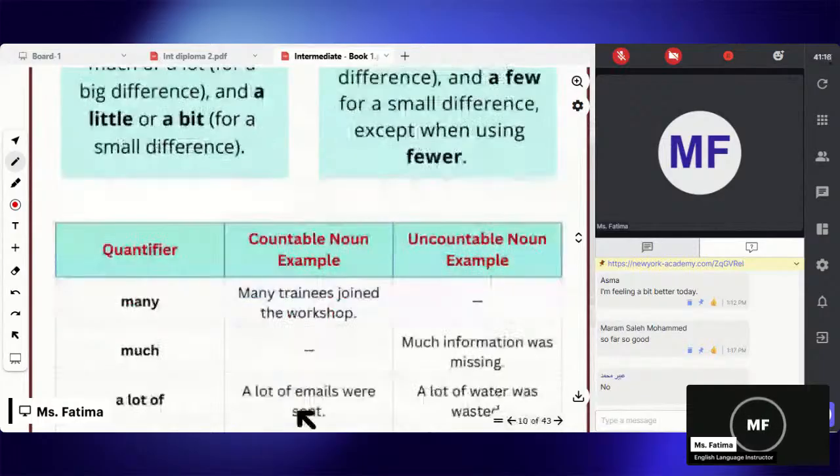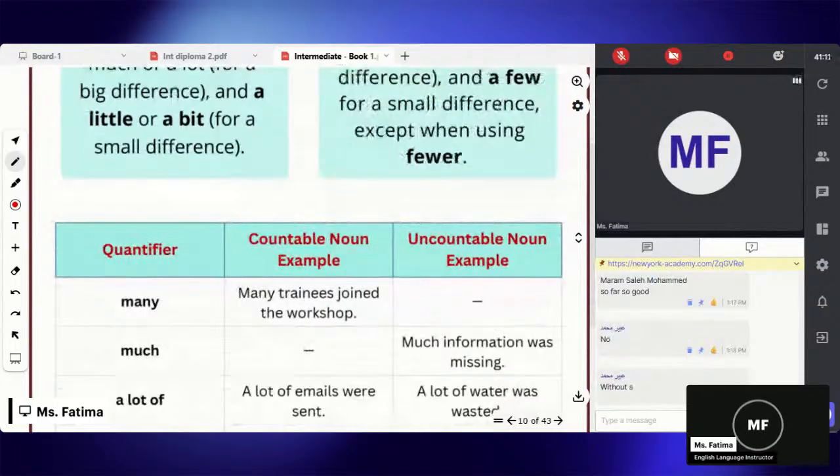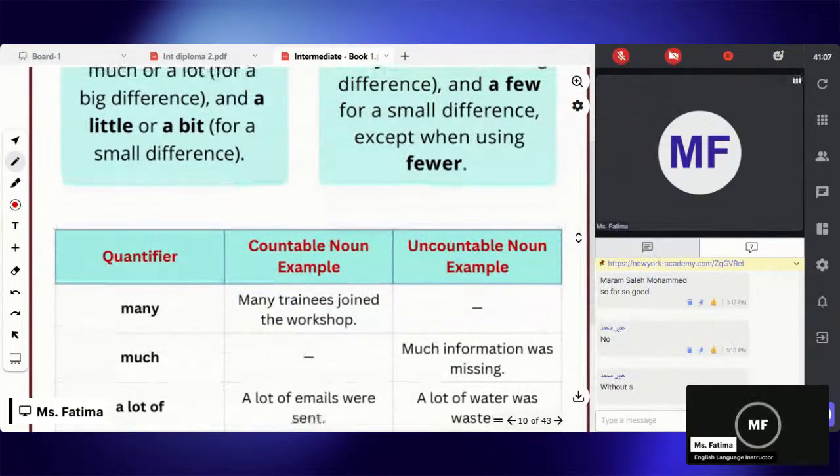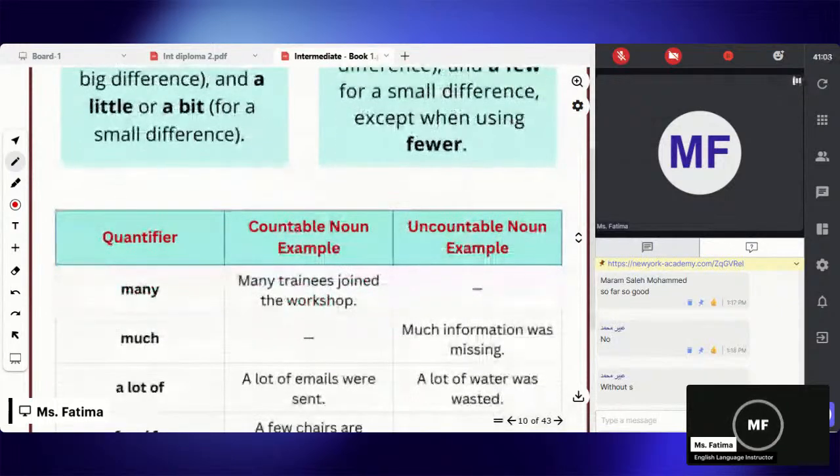A lot of emails were sent. A lot of emails, yes, without S. A lot of emails, with a lot of water. Good. Water is uncountable. We still can use a lot of to show a bit.